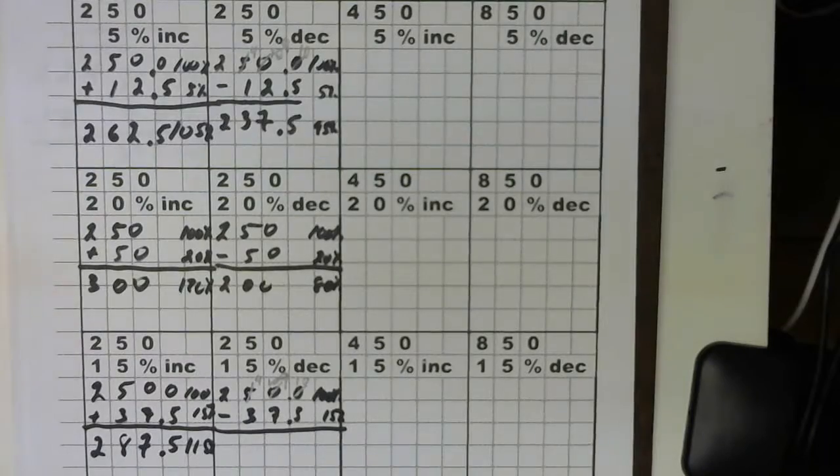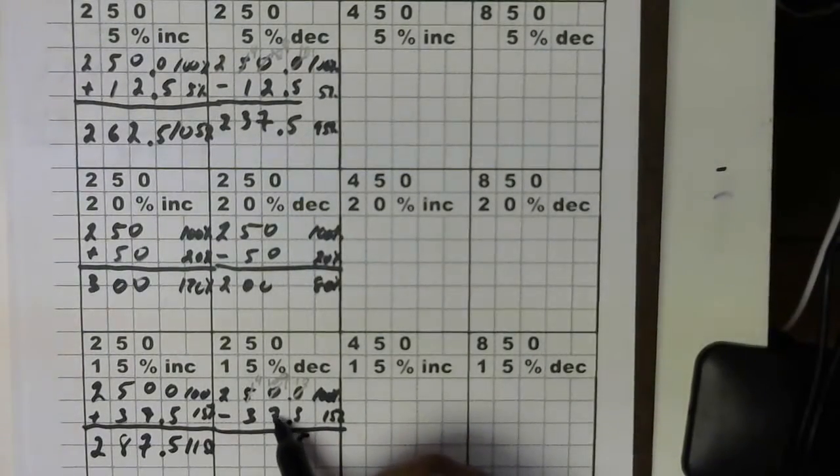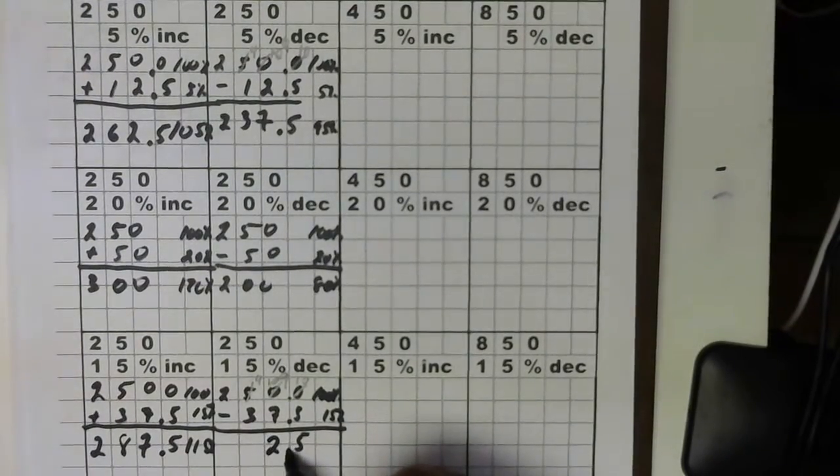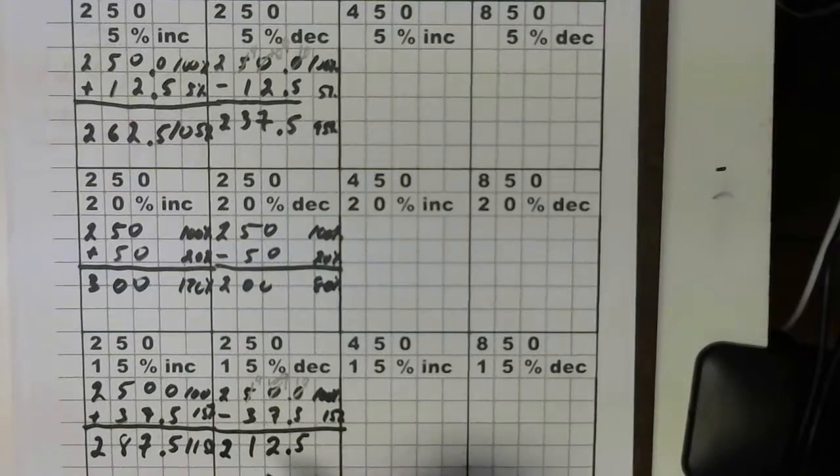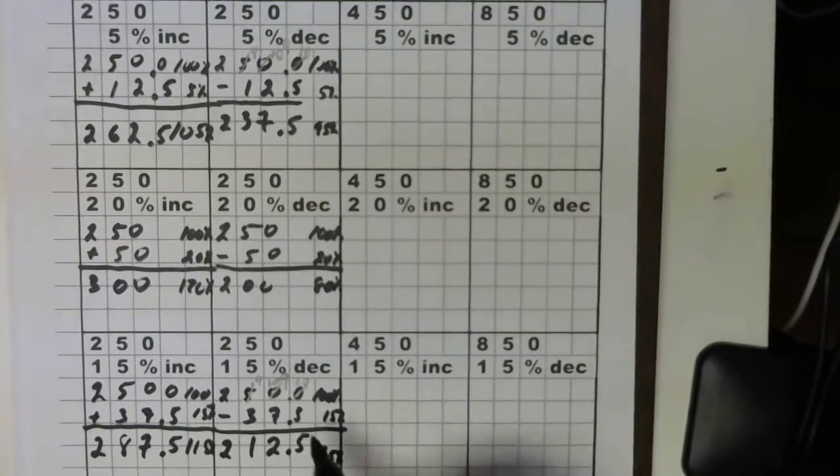So 5 from 10 leaves 5. 7 from 9 leaves 2. Decimal here. 3 from 4 leaves 1. And then there's a 2. So 100% minus 15% means that this is 85%. This number.